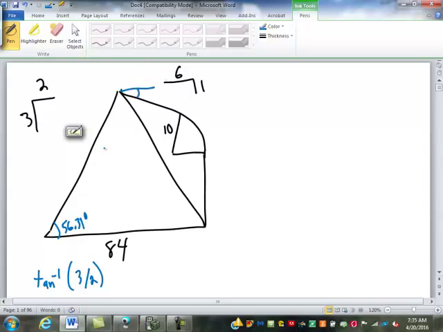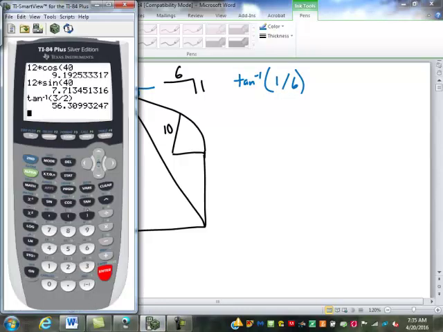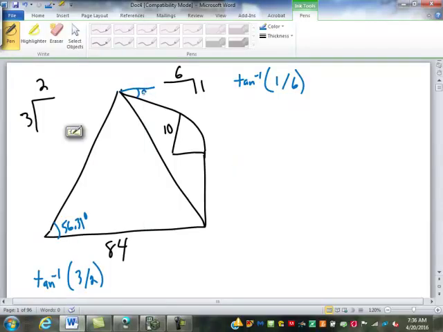This angle right here is going to be the inverse tangent of 1 over 6. Again, vertical over horizontal. Inverse tangent, 1 divided by 6. And really it's opposite over adjacent. The 1 is the opposite side. So it's 9.46 degrees.